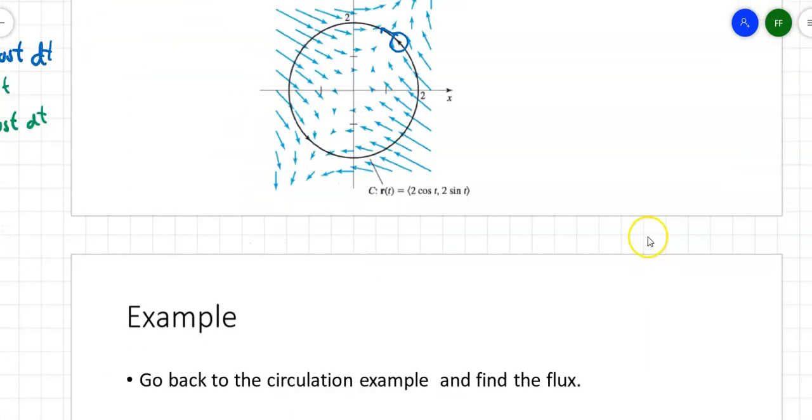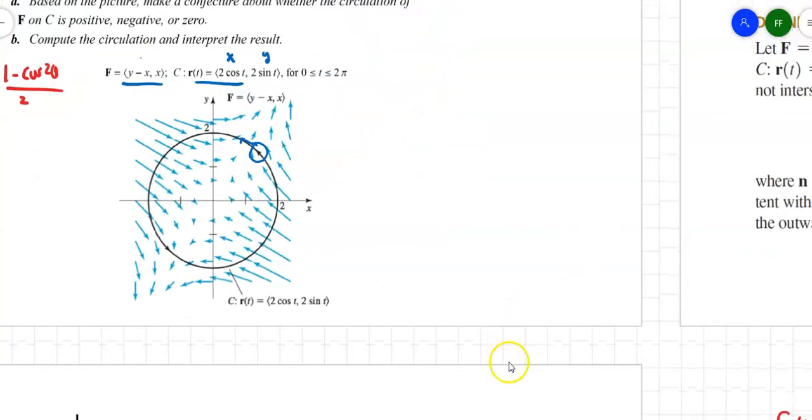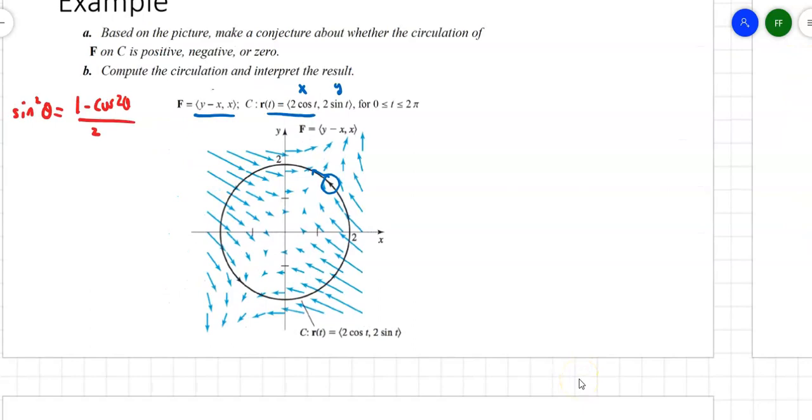And so the last example here we already did, right? Go back to the circulation example and find the flux. We did it. That's the end of the section.